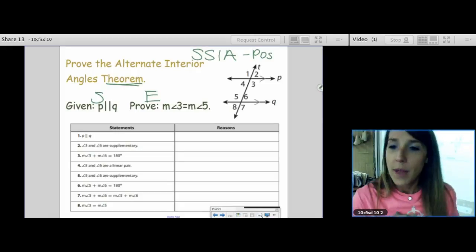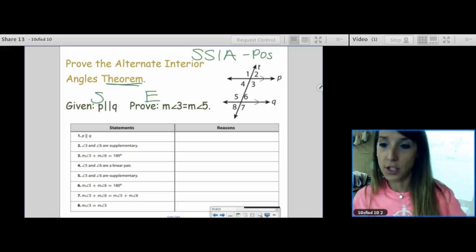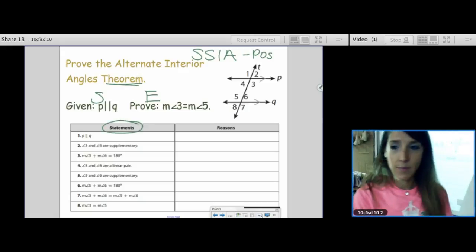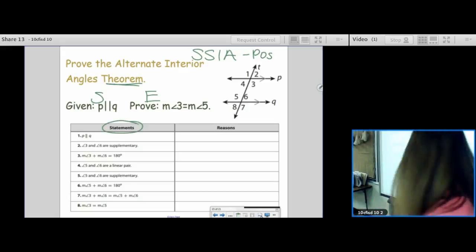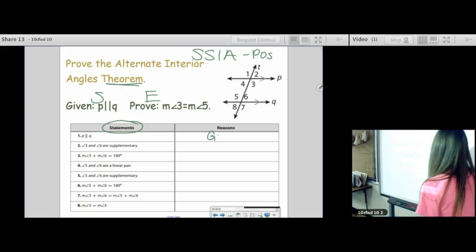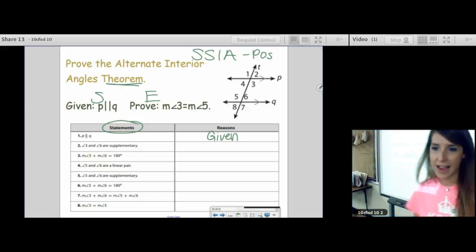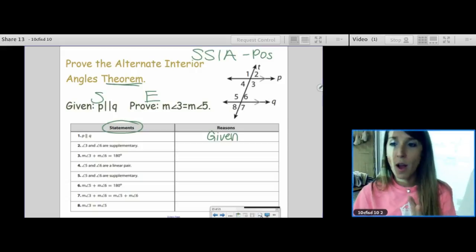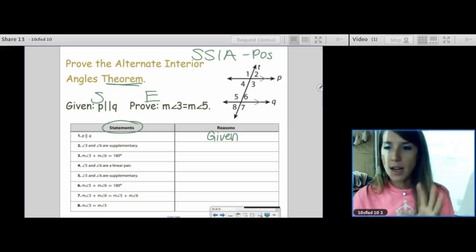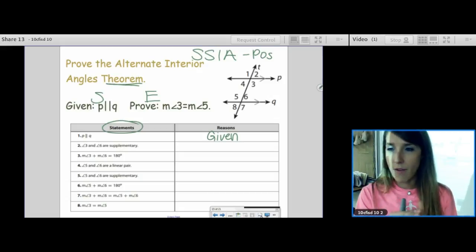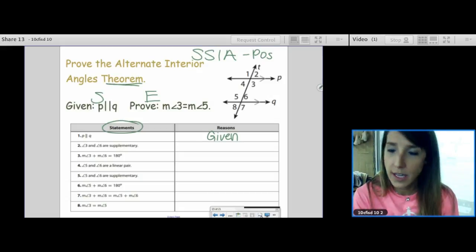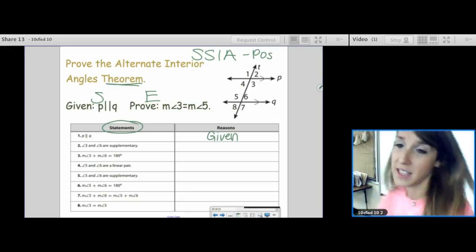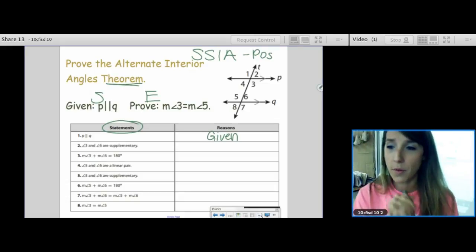Okay, so how do you write a proof? First, you state, these are my statements. First, you state the given, and your reason is always given. That's easy. Okay, next you kind of move on to, what am I trying to do? I'm trying to prove that 3 is equal to 5. I'm trying to prove that alternate interior angles are congruent. They gave us all the statements, so all we're going to worry about for this proof are the reasons.